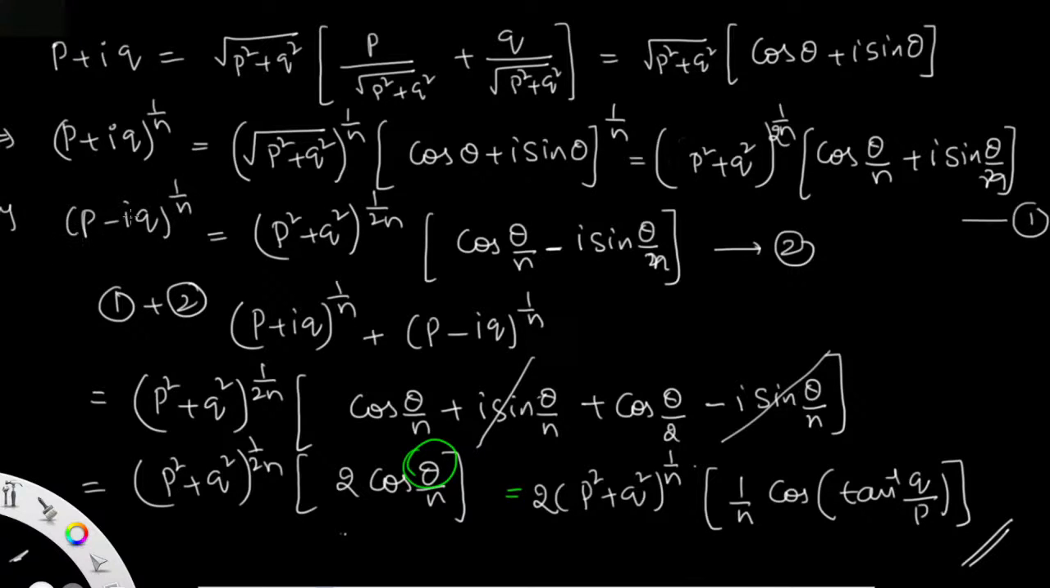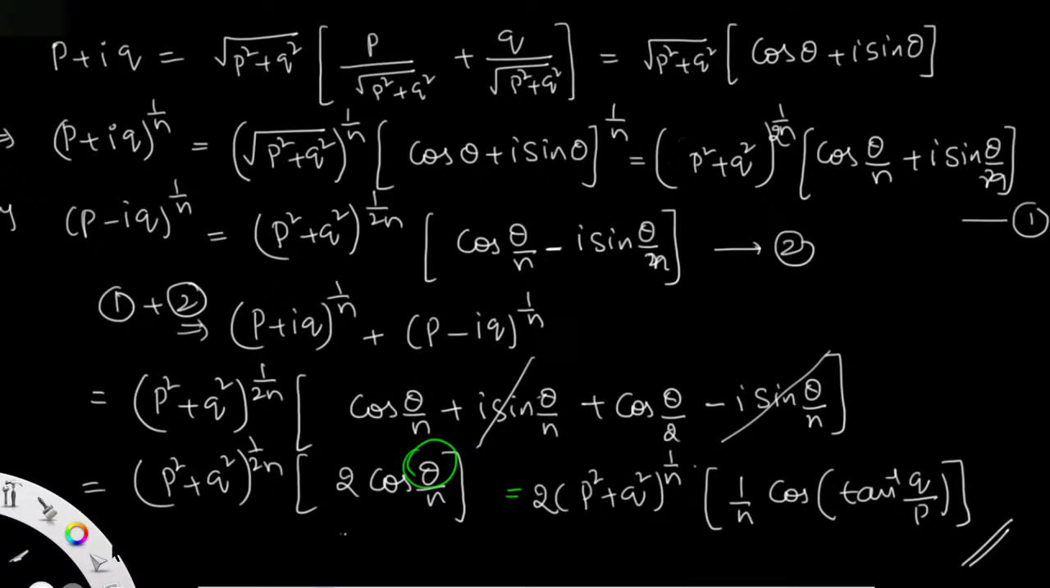Similarly, (p minus iq) whole to the power of 1 by n, just replace by minus. This expression means 1 plus 2. That implies we get (p plus iq) whole to the power of 1 by n plus (p minus iq) whole to the power of 1 by n in the LHS. In both terms this term should be common, cos theta by n plus i sin theta by n. Similarly the sin term will be cancelled. So 2 cos theta by n, where theta is there we write tan inverse of q by p, 1 by n outside, 2 outside. That's all we have proved. All are in the same method only.